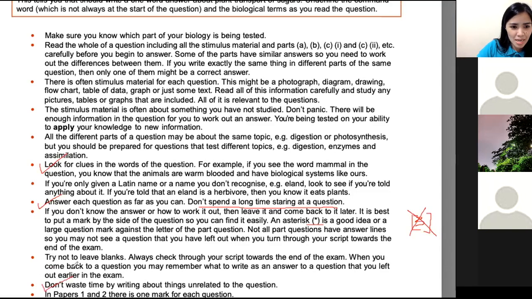Do not waste time writing things unrelated to the question. And also this one, guys, try not to leave blanks. As much as possible, write any answer that is related to the question because you might never know, your idea might be correct, even though you're not sure of it.